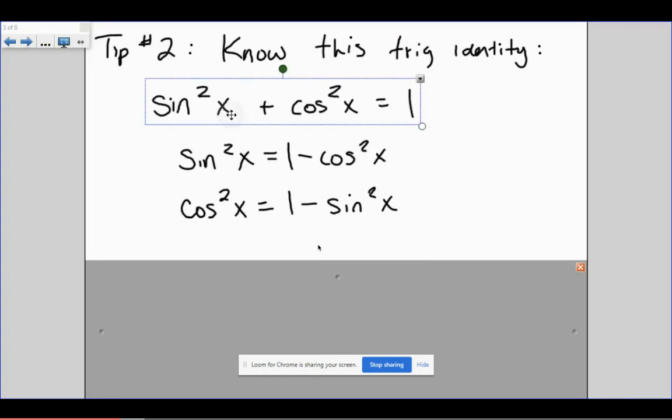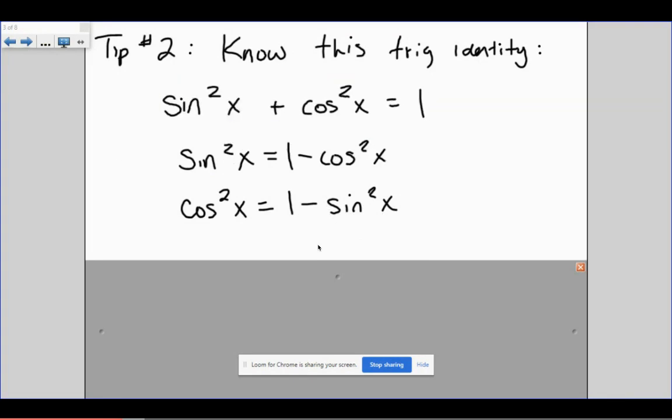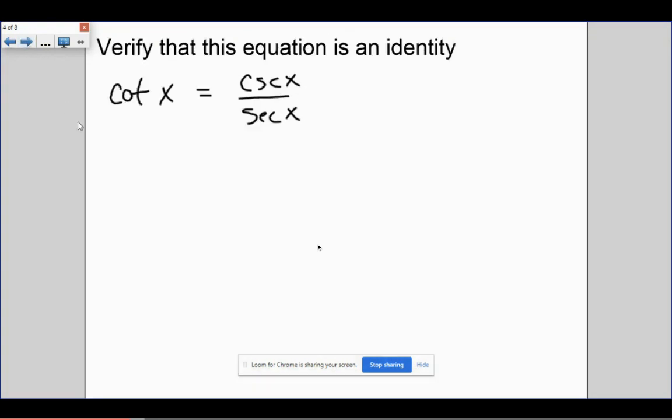if you can see that that is the same, that's helpful, because sometimes you won't be seeing sine squared plus cosine squared. You'll just see sine squared or cosine squared or 1 minus one of those things and want to transition those. So for our first example, we have cotangent x equals cosecant x over secant x. So I'm going to go with tip number 1. I'm going to rewrite things in terms of sine and cosine. None of these three are in terms of sine and cosine, so I'm going to just use that very first tip and rewrite them in terms of sine and cosine.